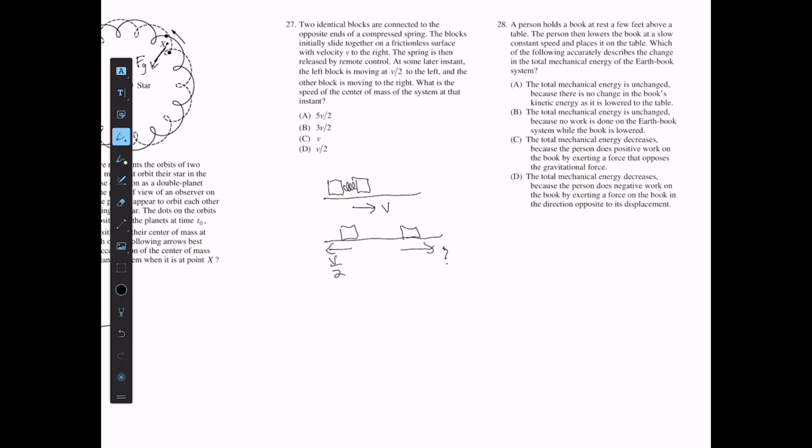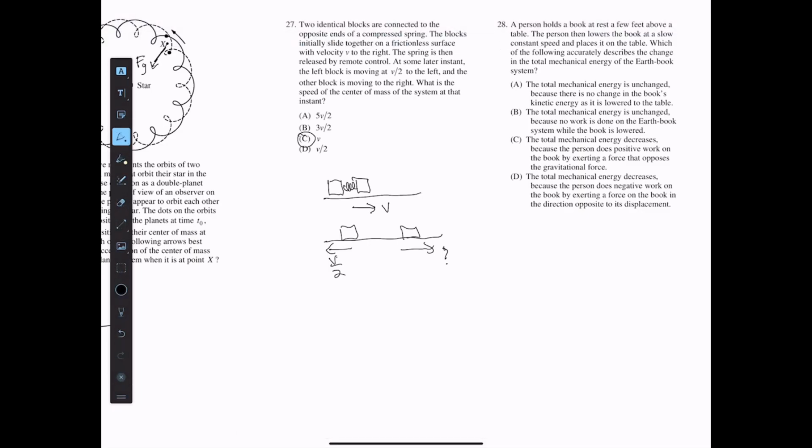So if there's no external force on the system, then the velocity of the center of mass stays the same. So it's v. Because initially the whole system was moving at v, so we can assume that the center of mass was moving at v, and when they separate, there's no external force acted on the system. It was just an internal force, so the velocity of the center of mass should stay constant, so it's v.